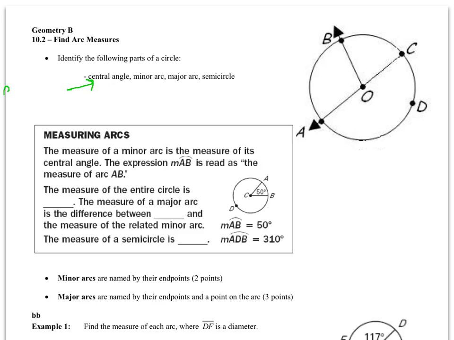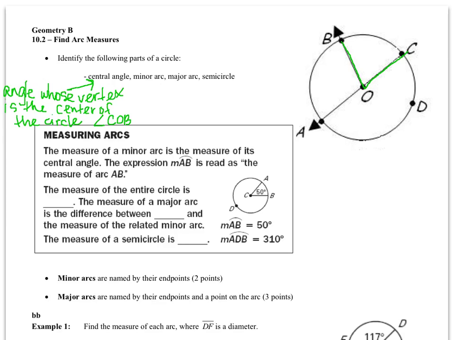A central angle is an angle whose vertex is the center of the circle. That's what a central angle is here. So I'll draw one in here in green. This would be a central angle because the vertex is right there at the center of the circle. So my example is angle COB, or we could say that's angle BOC as well.